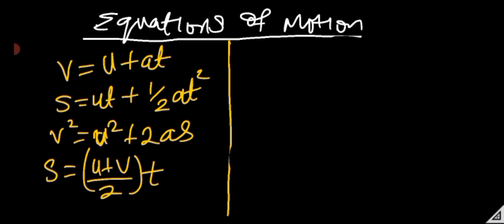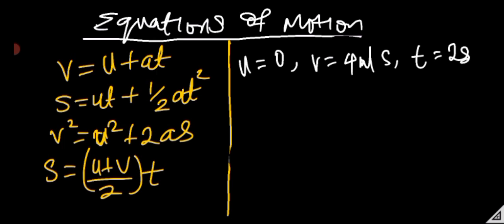Now let's say a car moves from rest and attains a velocity of 4 meters per second in 2 seconds. Calculate the acceleration of the car. When you hear "from rest", it means that initial velocity u is equal to 0. It attains a velocity of 4 meters per second, so v is equal to 4 meters per second, and t is equal to 2 seconds.